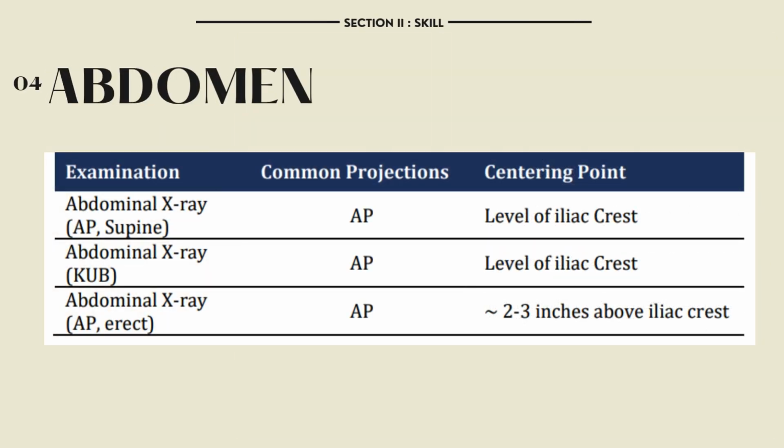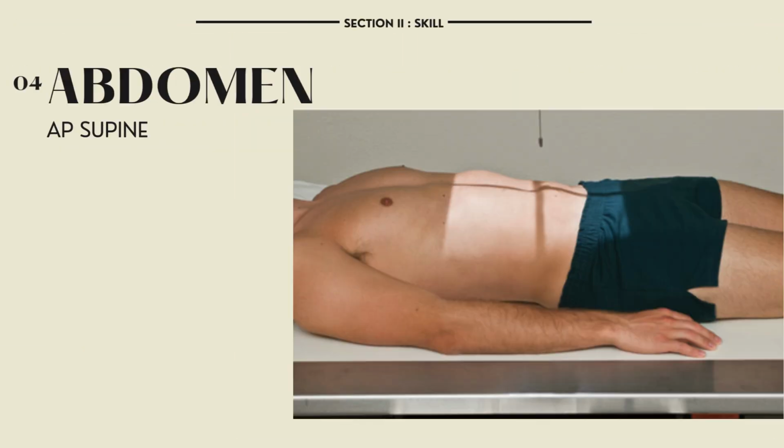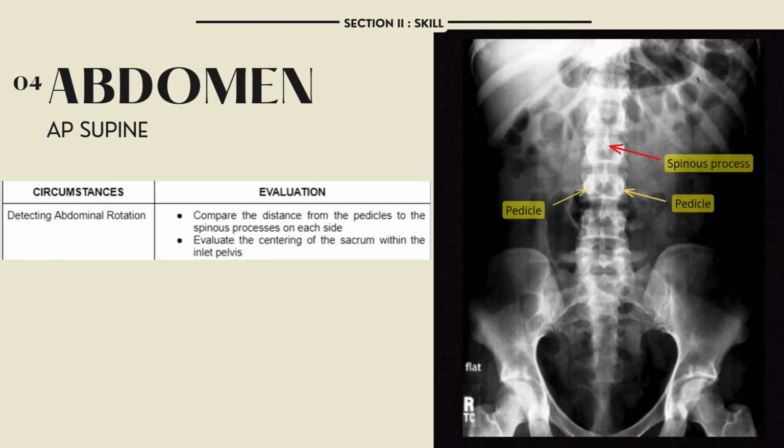The last topic for this video is abdomen. The most common projection for abdomen is AP-supine. To detect abdominal rotation, compare the distance from pedicles to the spinous processes on each side and evaluate the centering of sacrum within the inlet pelvis.